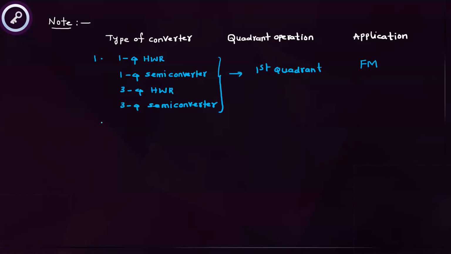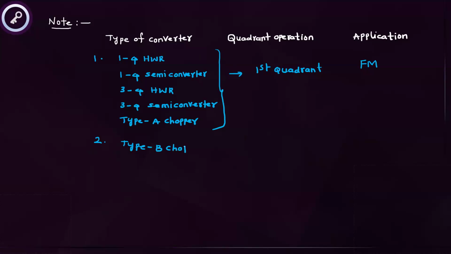Next, one more is the type A chopper. You also add the chopper. Type A chopper also operates in the first quadrant. All these converters you have to use for forward motoring current. Okay. Next. What about type B chopper?